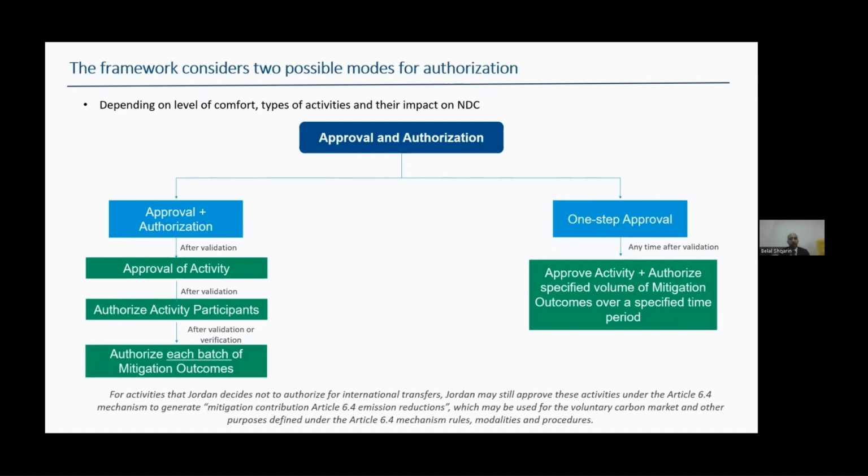Okay. Depending on the level of comfort, the framework is for now still a draft, and we are hoping that by the end of this year, or the first term of 2024, it will be fully reviewed and fully authorized by all other entities. It gives the country and the government two types of approvals. It can give a one-step approval, approving the activities, authorizing, and going further for the commercial agreement itself.